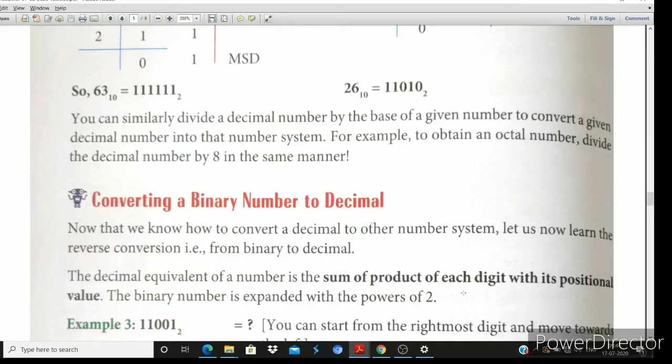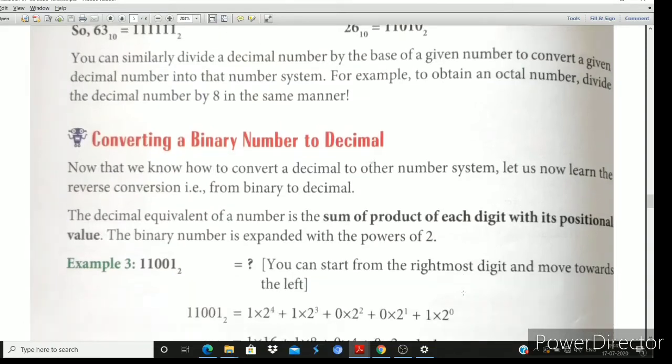Suppose you have to convert a decimal number system into the octal number system, so you just need to divide that particular number by 8. This is how you can convert a decimal number system into binary or any other number system.